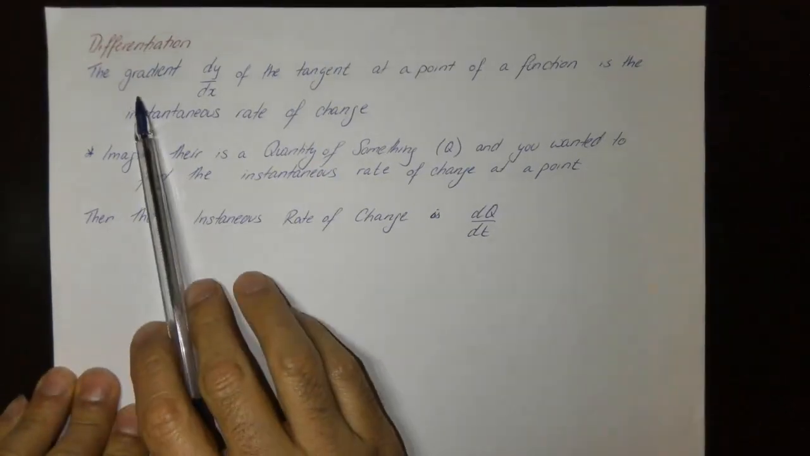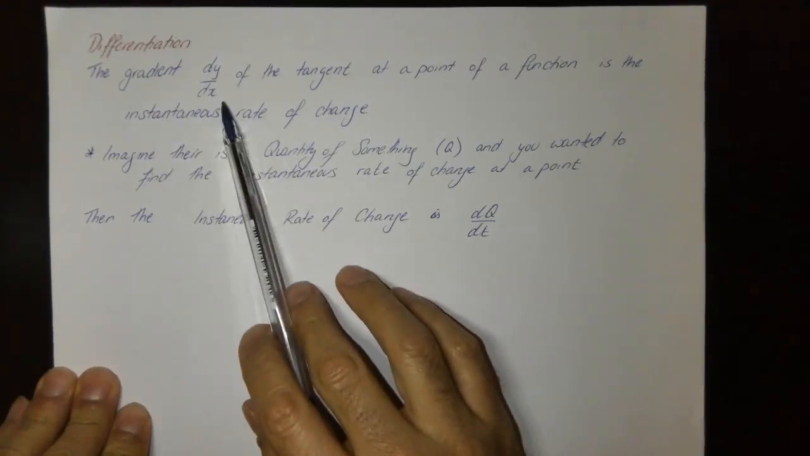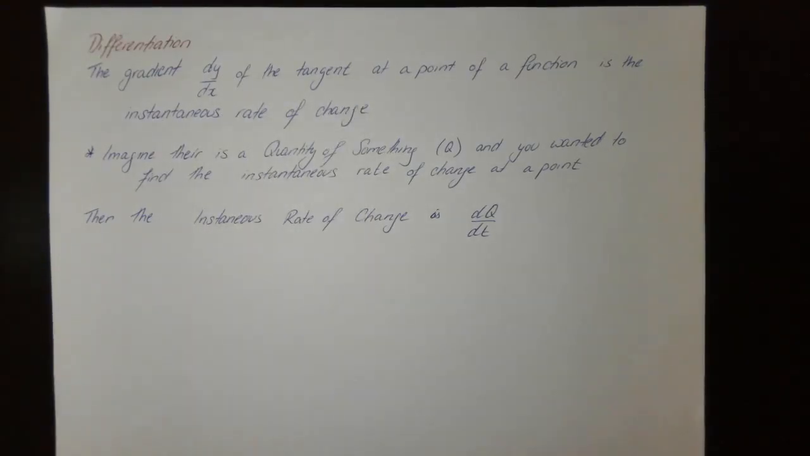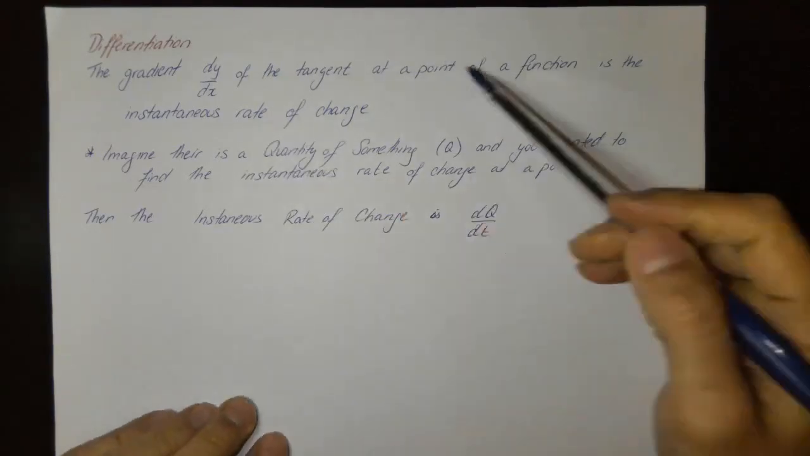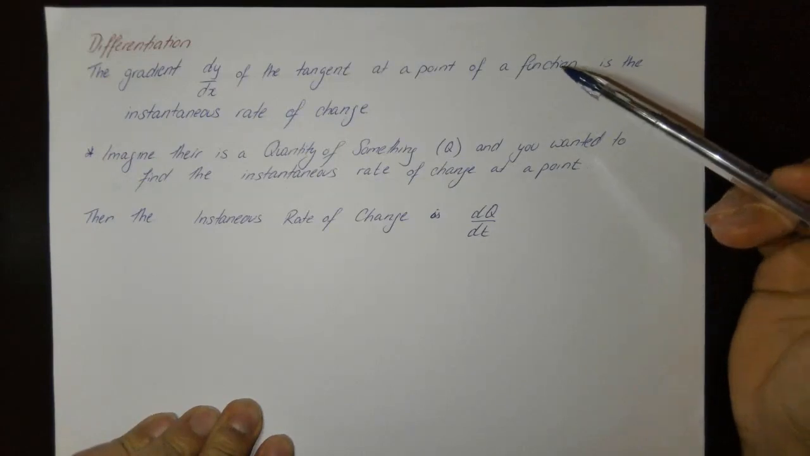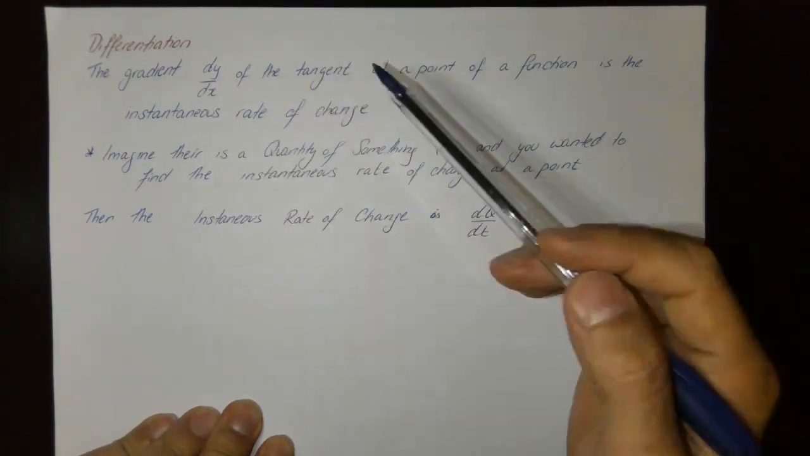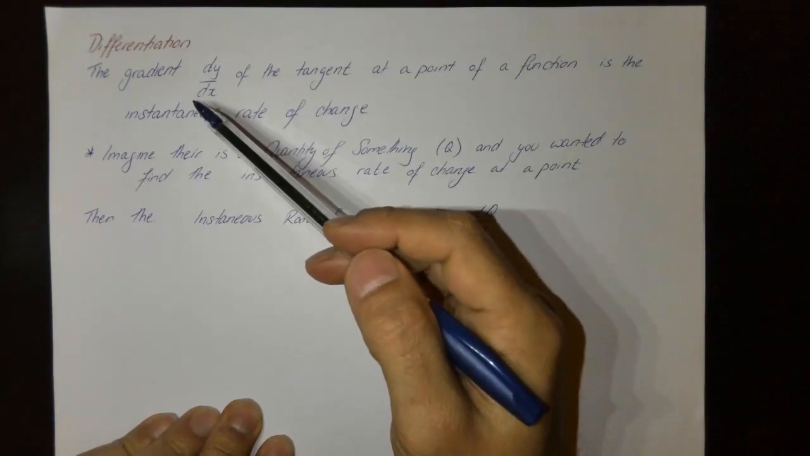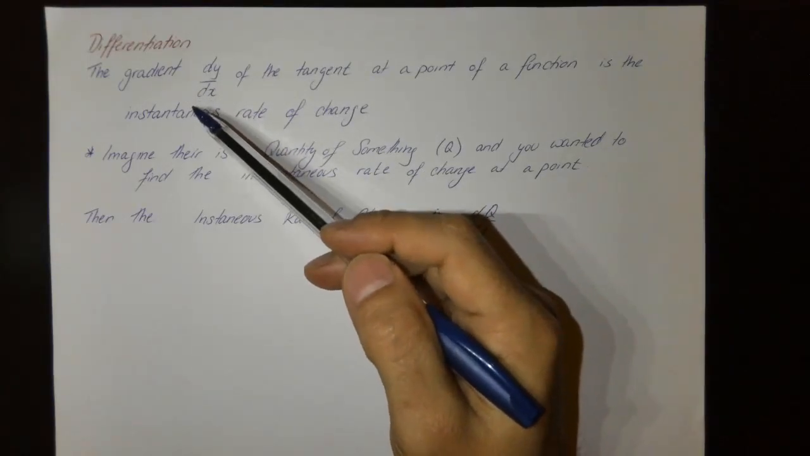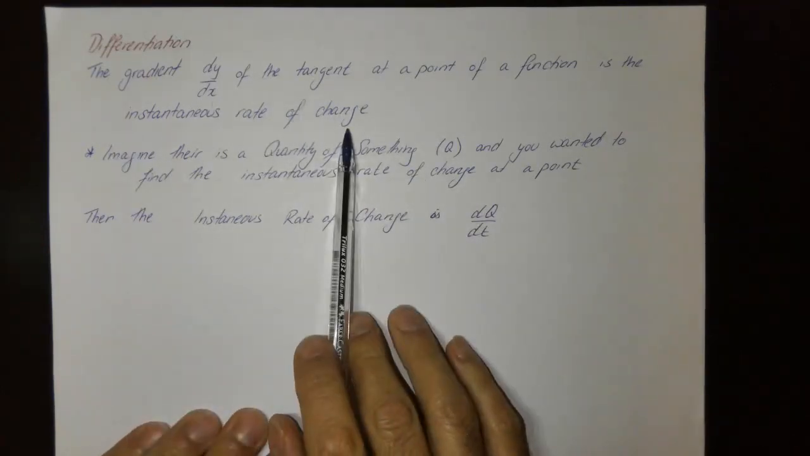So we also know that the gradient of something is called dy over dx of the tangent at any point of a function. So any point in the function, we can figure out the gradient of that tangent by differentiating the function, and then finding out what that value of the tangent is at that point. And so this is called the instantaneous rate of change.